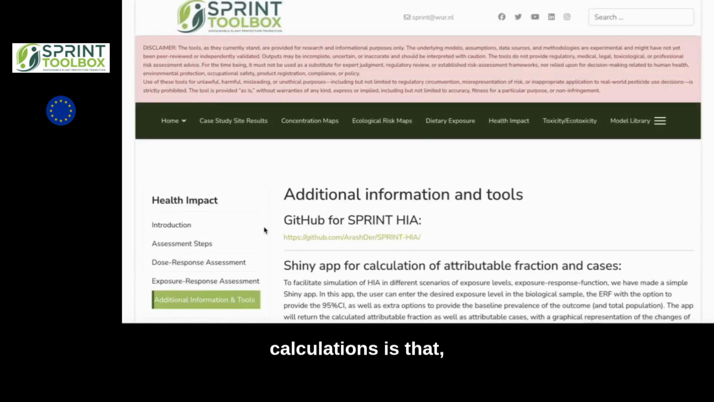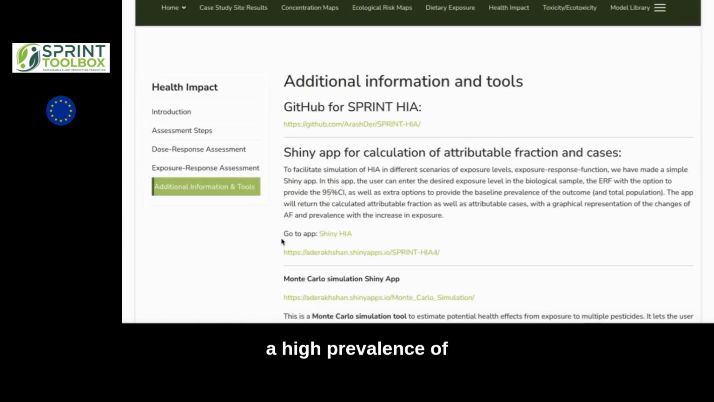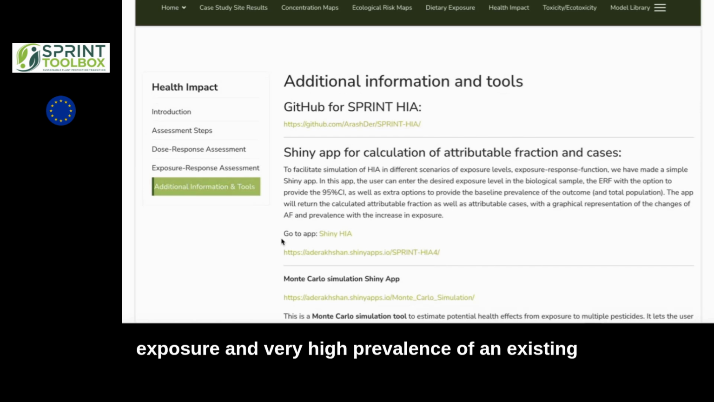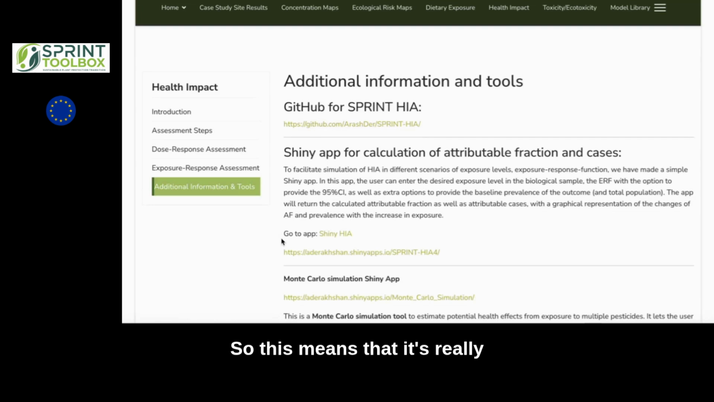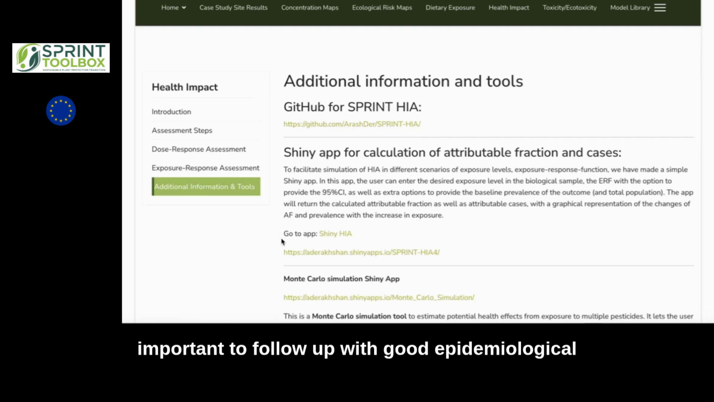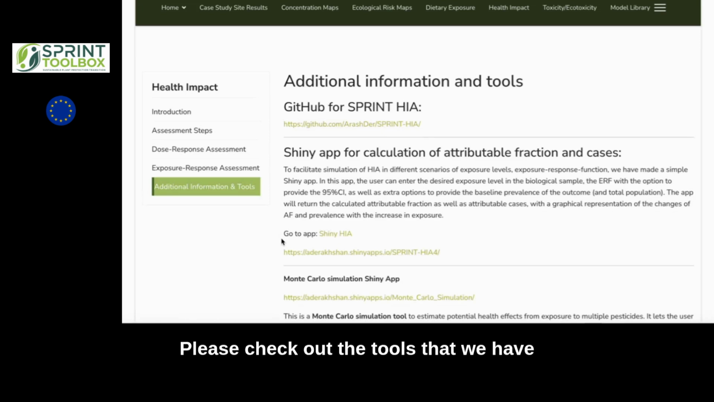What we see in our calculations is that, especially for cases where we have a high prevalence of exposure and very high prevalence of an existing disease, this can translate to very high public health impact. So this means that it's really important to follow up with good epidemiological studies to improve information on the exposure response functions. Please check out the tools that we have provided here.